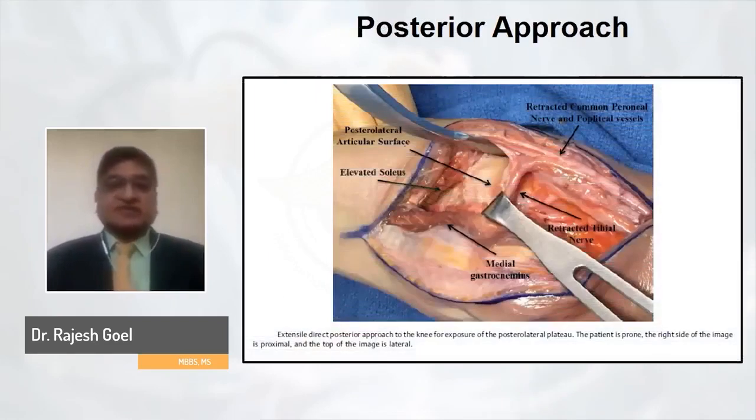This is the direct posterior approach. This is a curvilinear incision through the popliteal fossa. In this case, this is the tibial nerve, this is the common peroneal nerve, and you have retracted it. Then this is the medial gastrosoleus head, and this is the joint line. Through this you can approach the posterior fragments, and you can fix the fragments very well.